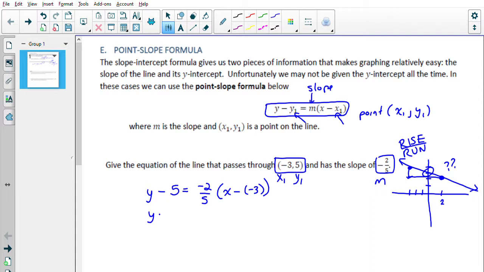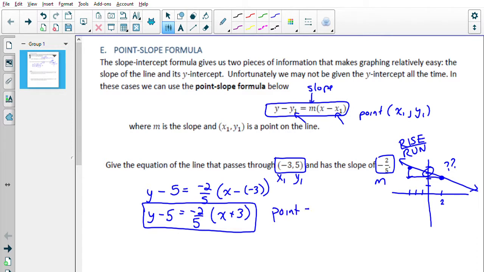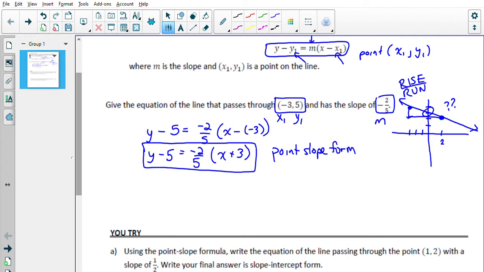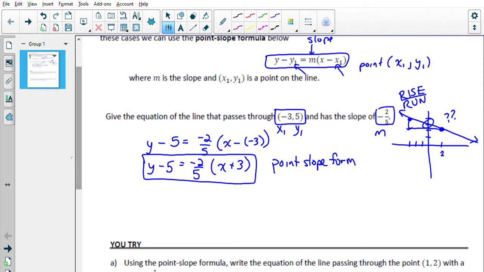So I'm going to deal with the negative in the brackets first. So -2/5, x minus -3 means x plus 3. So this would be the equation written in the point-slope form. But you're going to generally want to also write this in the slope-intercept form as well. So you're going to want to take this equation and also make it look like y = mx + b.